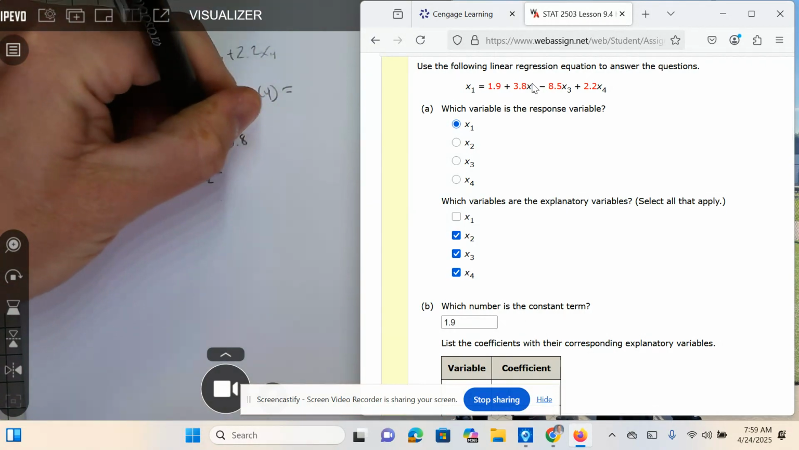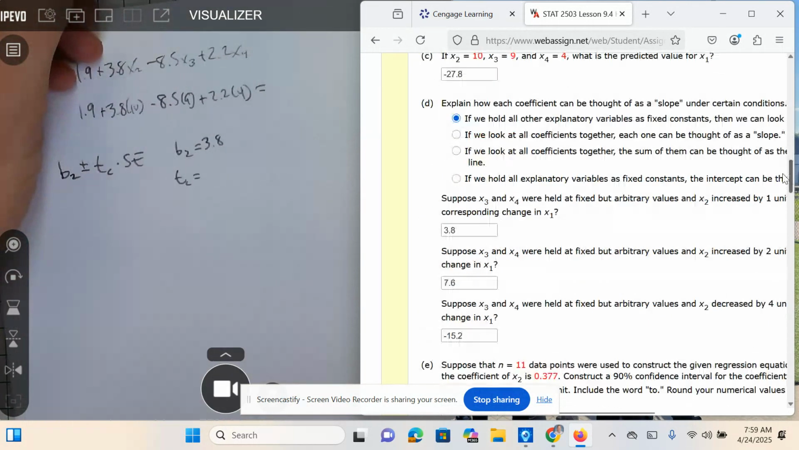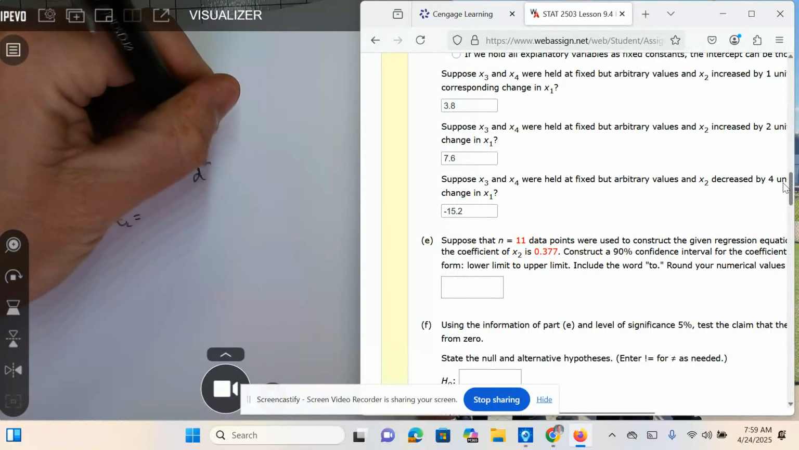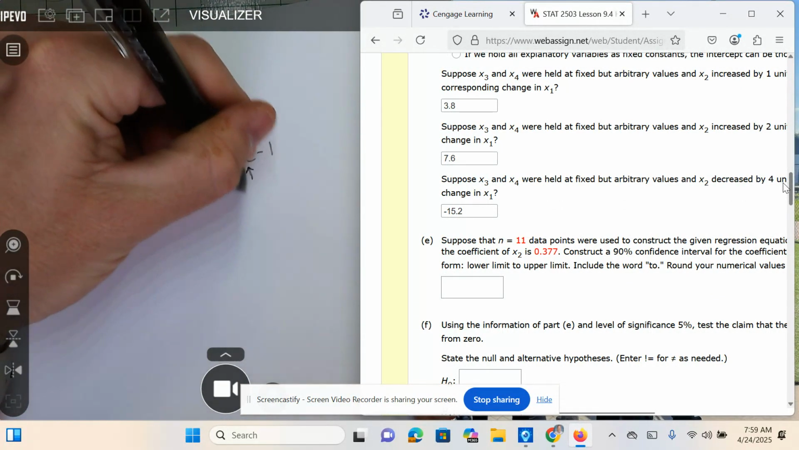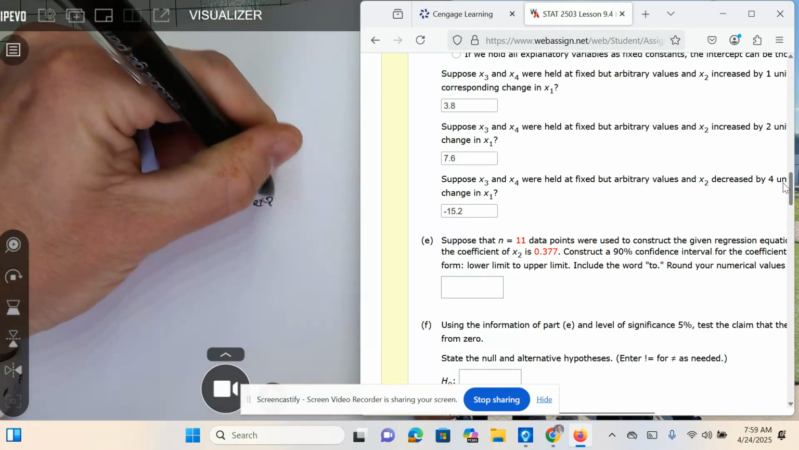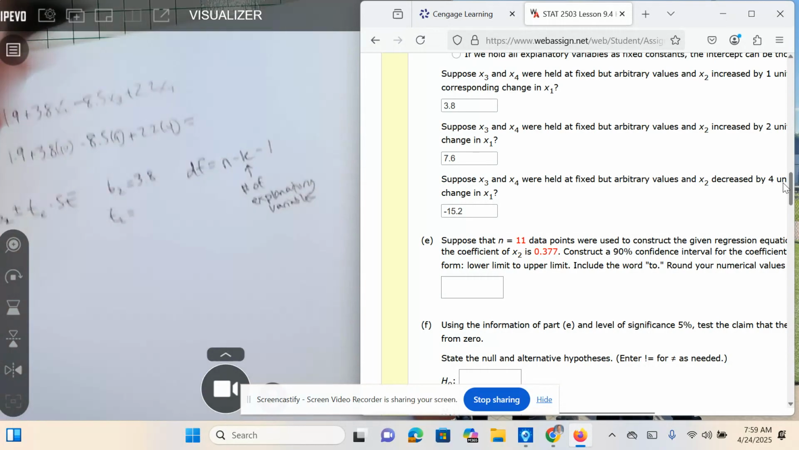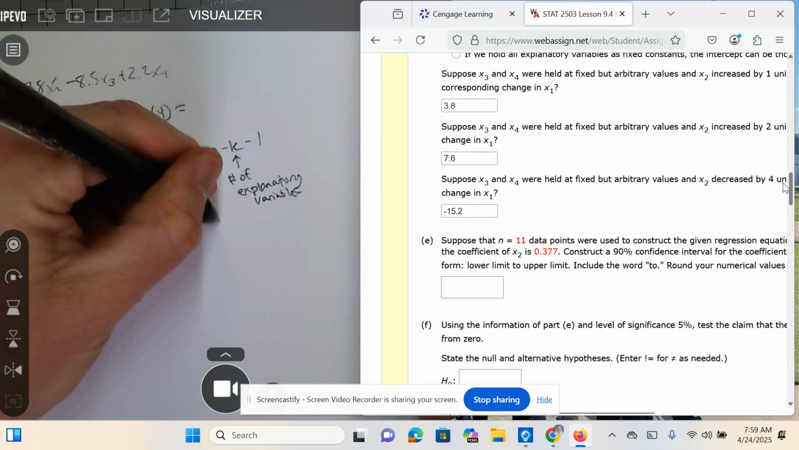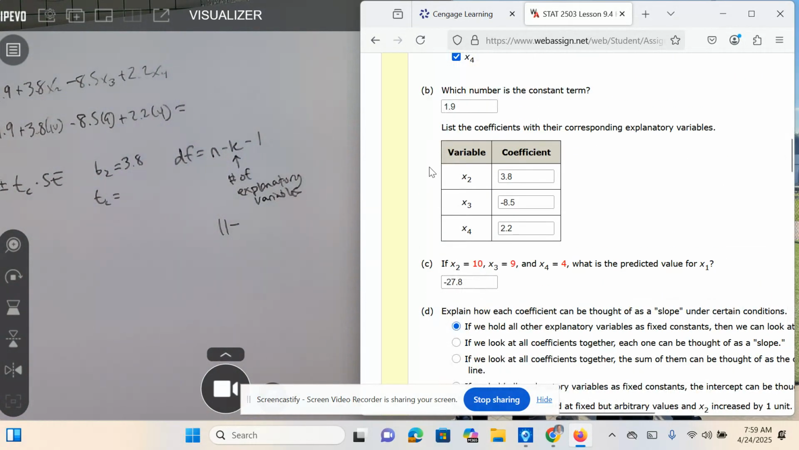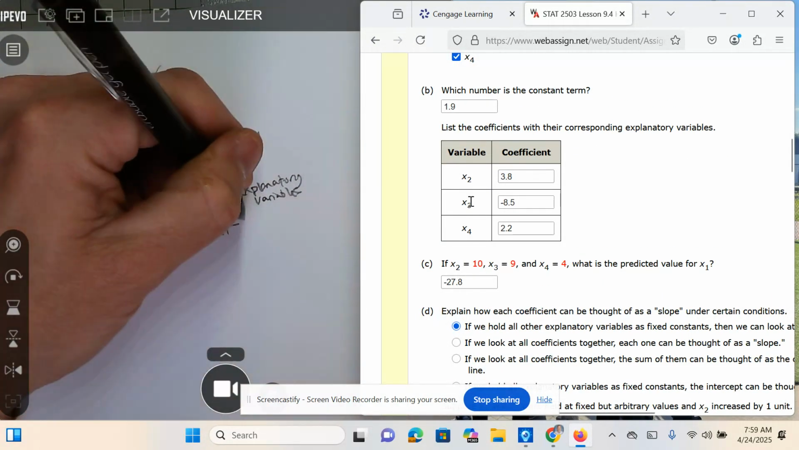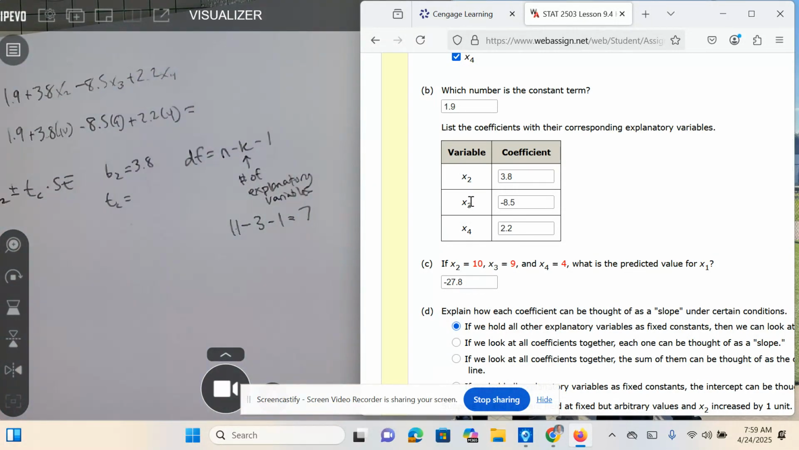Now the critical value, let's talk about this. So how do I get a critical value? What I'm going to have to do first is find the degrees of freedom. And it's a little complicated here. Degrees of freedom, the formula is n minus k minus 1, where k is the number of explanatory variables. Okay. So my n is 11. Now my k, how many explanatory variables? So basically, how many variables do I have over here? I have 3 explanatory variables. So it'll be 11 minus 3 is 8, minus 1 is 7. So my degrees of freedom is 7.